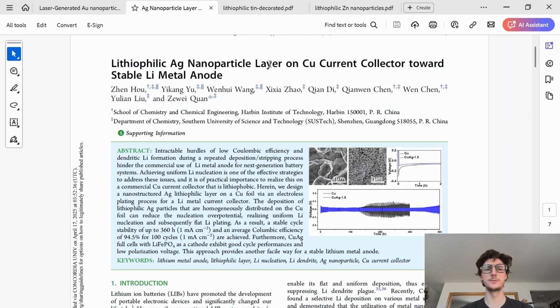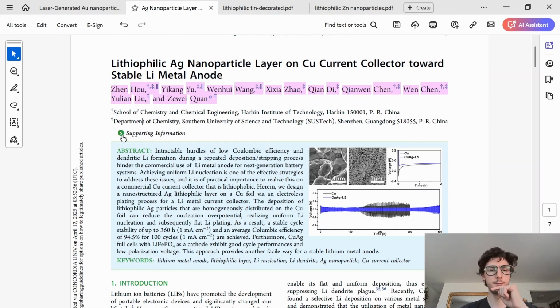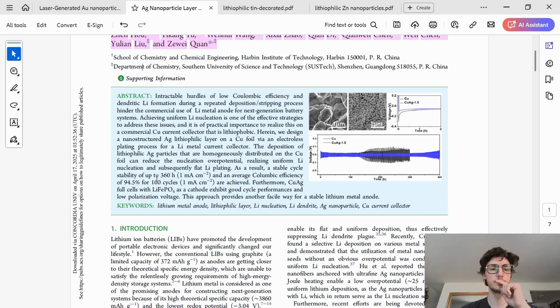Lithiophilic silver nanoparticle layer on copper current collector toward stable lithium metal anode. Here are the authors. Here is the institution that they're working with. Thank you again very much. We got some supporting information over here. You can click in and take a look at some more stuff that they published related to this article. Let's read the abstract here.